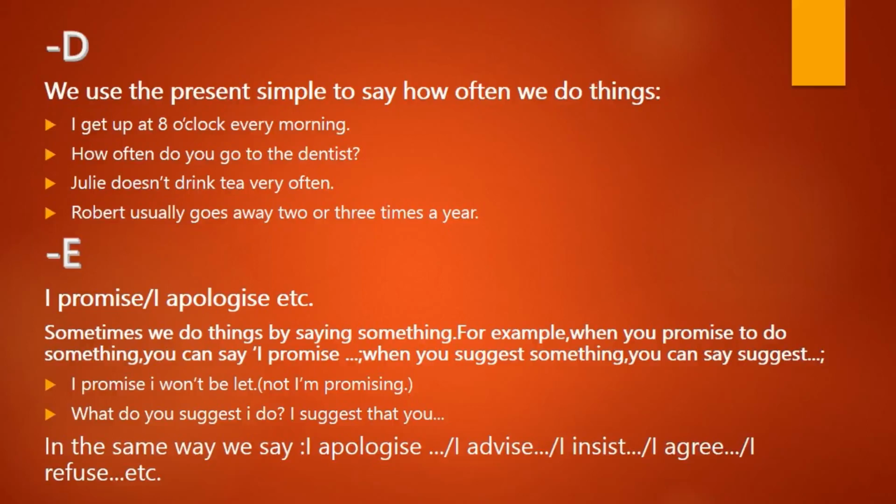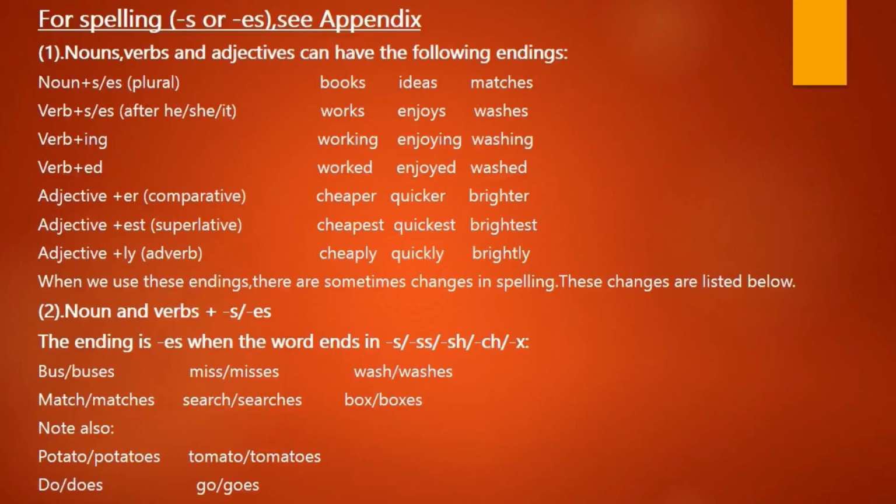I suggest that you. In the same way, we say I apologize, or I advise, or I insist, or I agree, or I refuse, etc. I get here the appendix for spelling: s or es. See Appendix 1. Nouns, verbs, and adjectives can have the following endings.